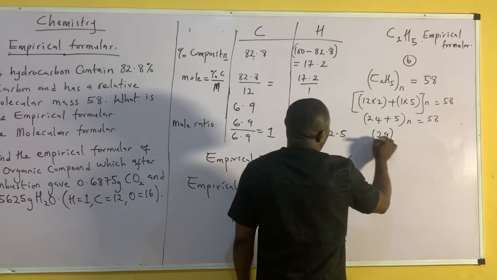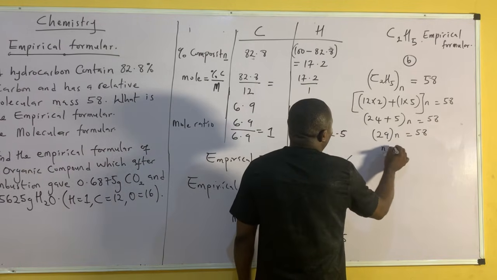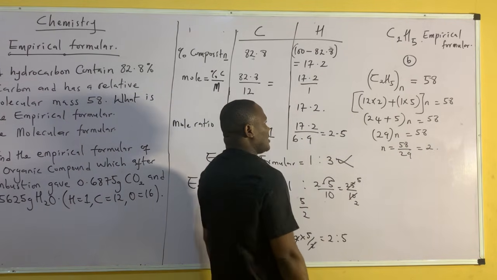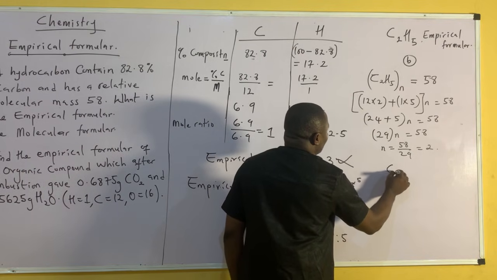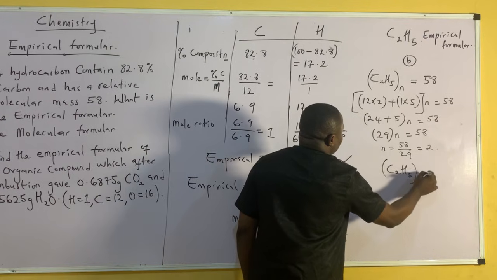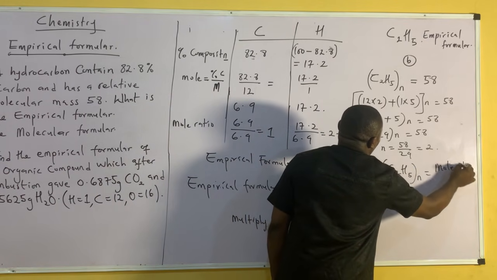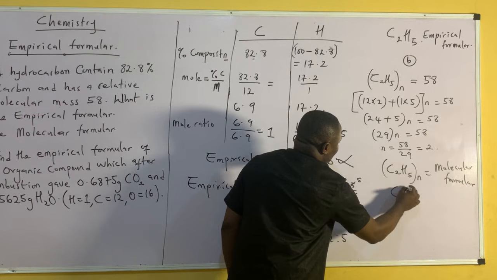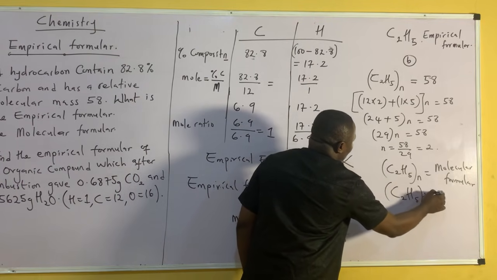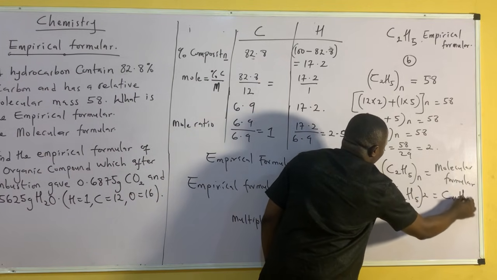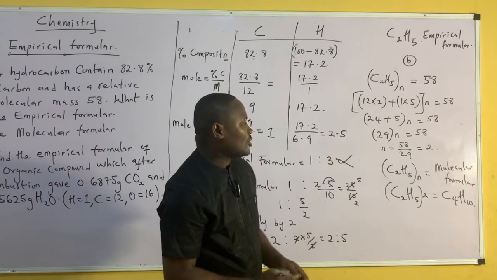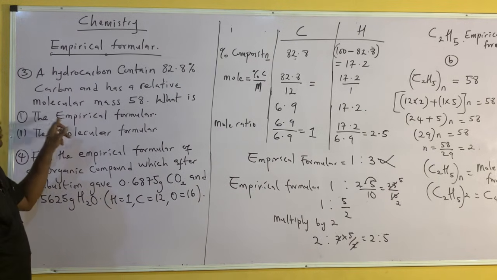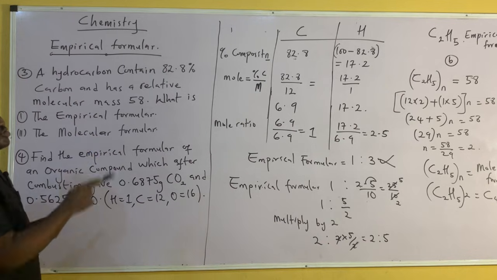This becomes 29 in bracket n equals 58. n equals 58 over 29. That becomes 2. So it means that I now have C2H5 all in bracket n equals the molecular formula. Now, what is our molecular formula? It becomes C2H5 all in bracket 2, which equals C4H10, and that's butane. So the molecular formula of this question is C4H10, but the empirical formula is C2H5.